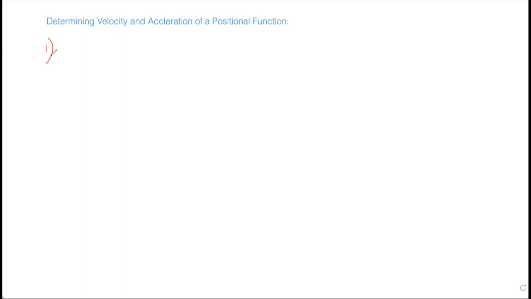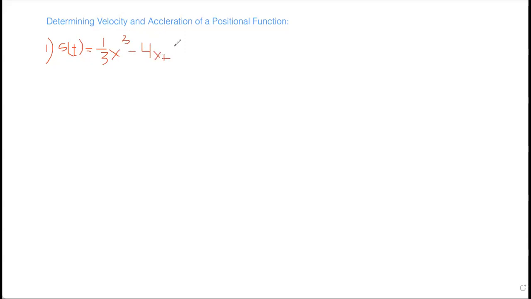For the first one, our function is S of t. The t stands for time, because remember, it basically deals with seconds. So our first function is going to be 1/3 x to the third minus 4x plus 20.